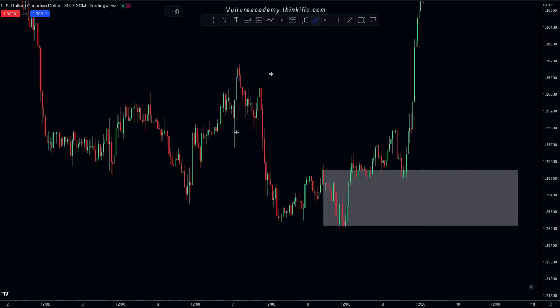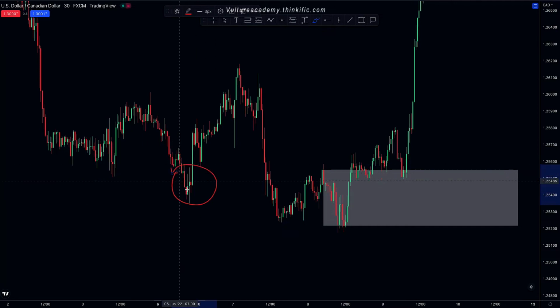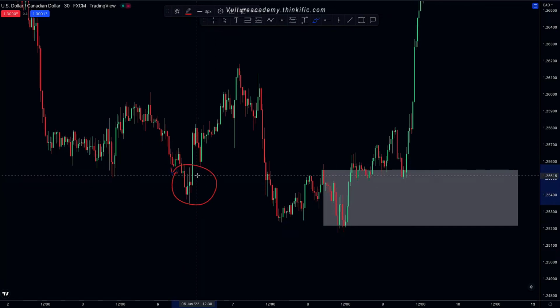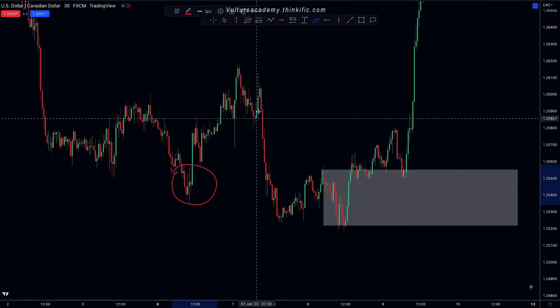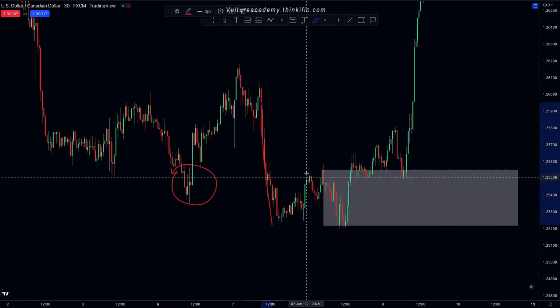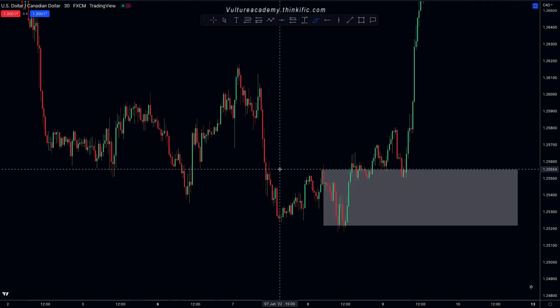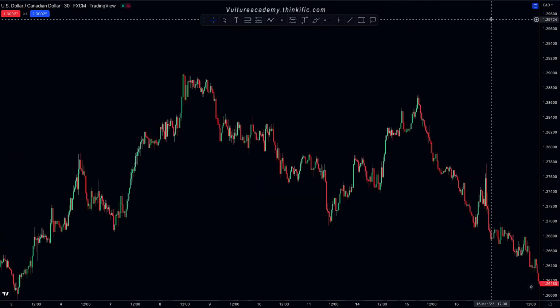For example, this right over here could have been identified as a reversal zone by an amateur trader. However, price broke right through it. Now, there is a core reason as to why that happened, and we unpack that in our course. Now, here's another example of a reversal zone.